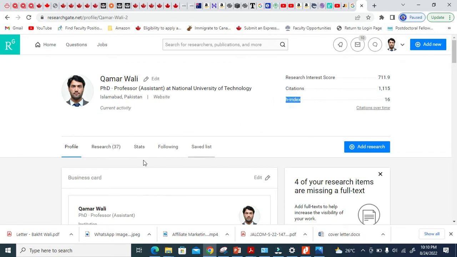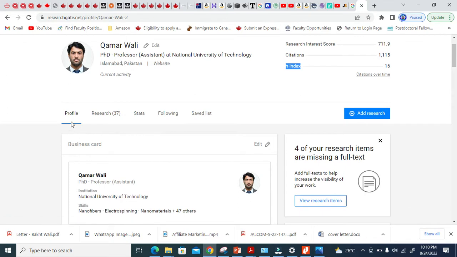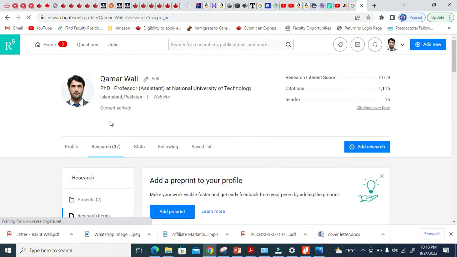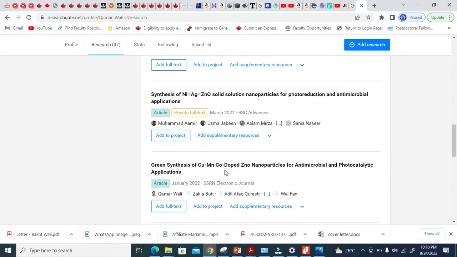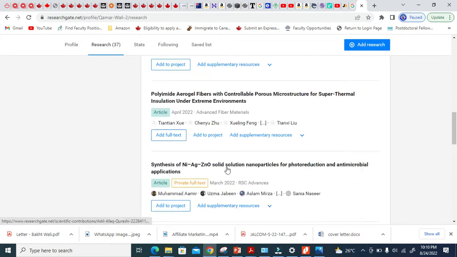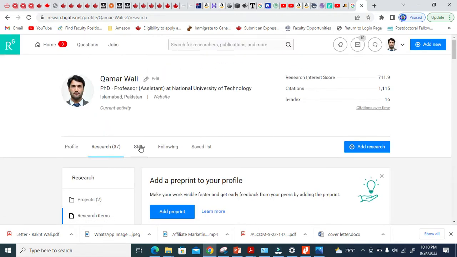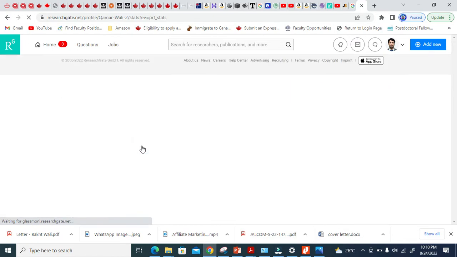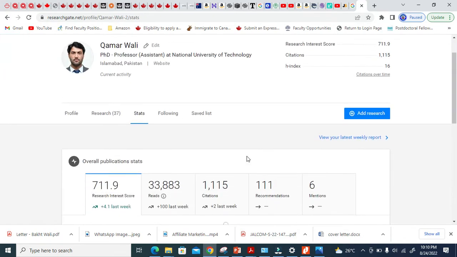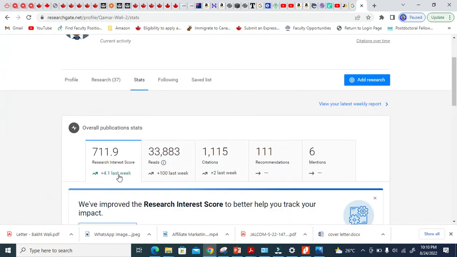If you look into the subcategories here, this is basically my profile, and this is my research items. Let's suppose I have 37 research items here. These include publications and other items. And if you look into the stats, meaning statistics, this is the most important one. So look at here, it shows something different. This is my Research Interest Score.